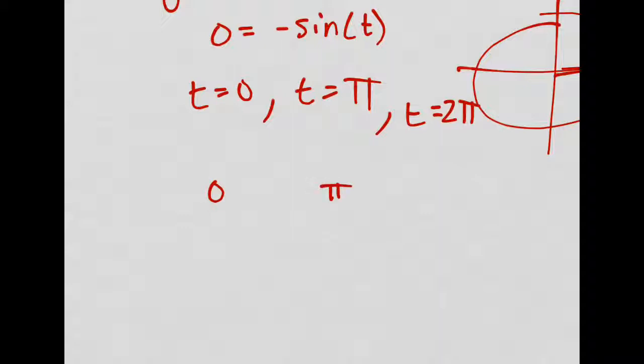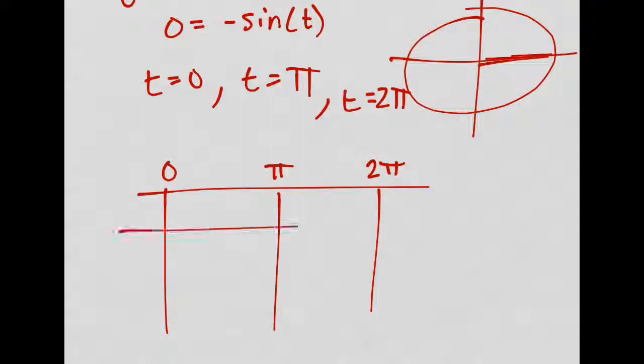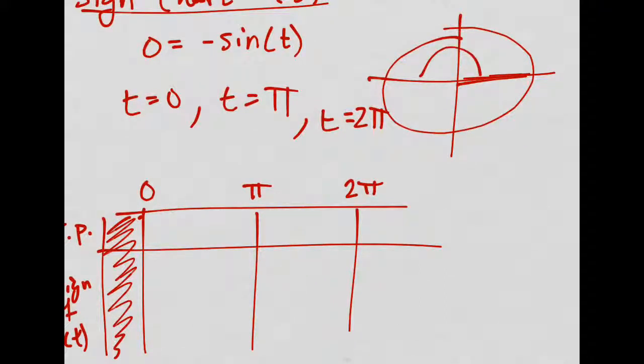So let's do this. Pi and 2 pi. And we'll make the sign chart here with test points, TP, and then sign of acceleration. We're just plugging values into the acceleration function. Left of 0, nothing; we don't include that. In between 0 and pi, pi over 2 is nice. And in between pi and 2 pi, let's just do 3 pi over 2.